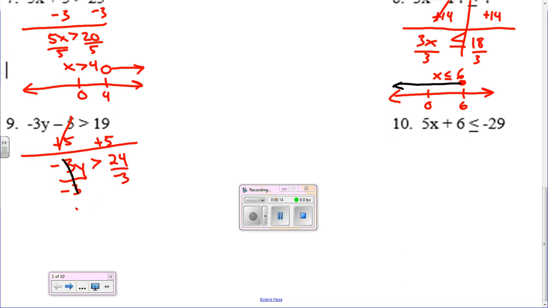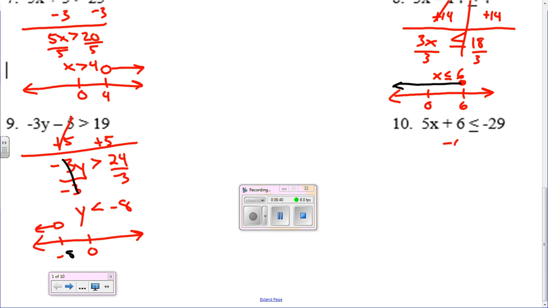Those cancel. You get y. Now because you divided by a negative, you flip the inequality. 24 divided by negative 3 gives you negative 8. Graphing 0, negative 8. It's less than, so it's an open circle and going left.